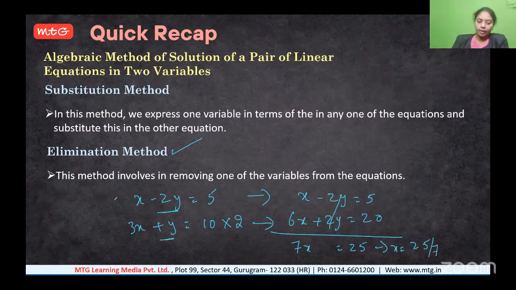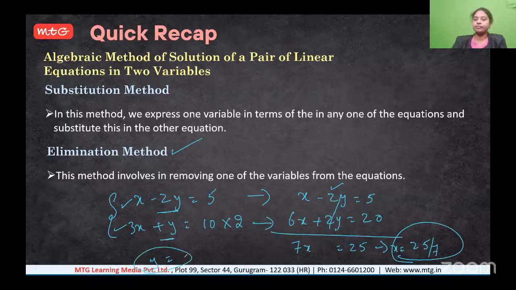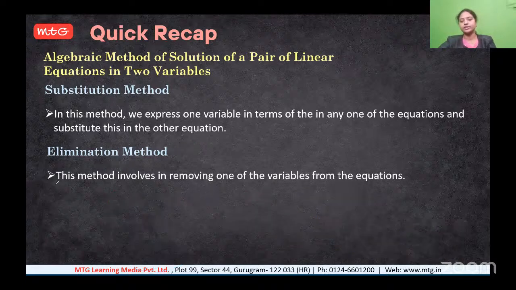See, by making the coefficients equal in both these equations, I'm able to vanish one variable to get a simple equation again in one variable. That value of the variable is replaced in either of the equations to get the value of y. Now I'll replace this x value in either the first equation or the second equation, and it will give me the y value. So this is what the elimination method is. In this method, I'm removing one variable and reducing the equations in terms of the other to get both the values. This is what the elimination method is.